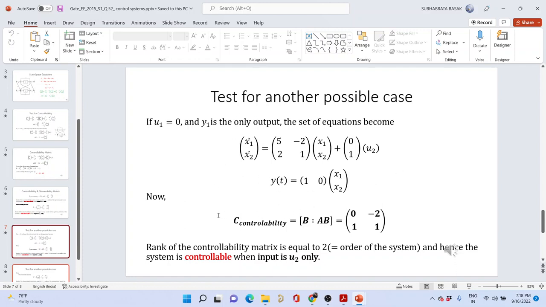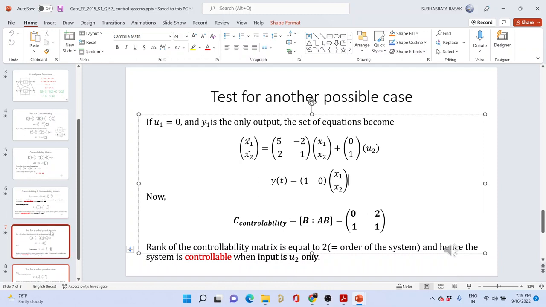And again, you form the controllability matrix by the way I have just told you. That is, the B matrix would be the first column. So you see the first column is 0 and 1. That is the B matrix. If you do the operation A into B, that is, you multiply this matrix with this matrix, then you get minus 2 and 1. So now you see the determinant is no longer 0. So the rank of this controllability matrix is now equal to 2, which is equal to the order of the system. So if I choose my input variable as u2, then we find that it is controllable.